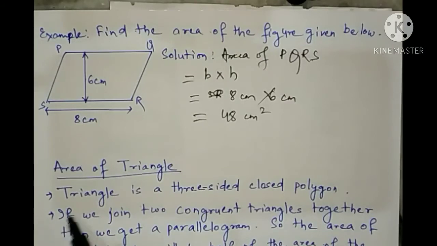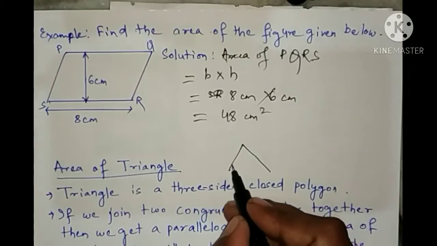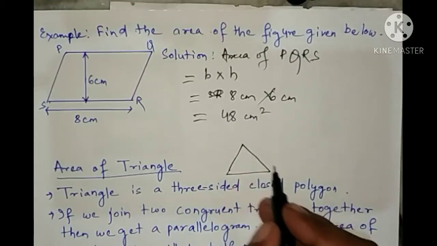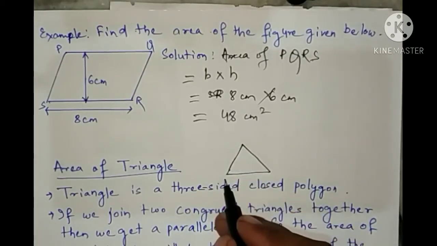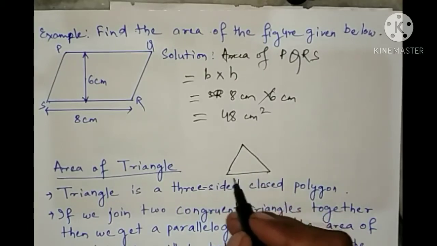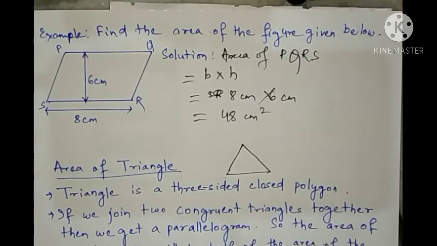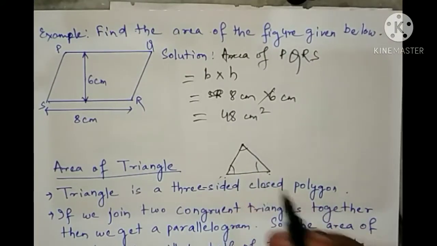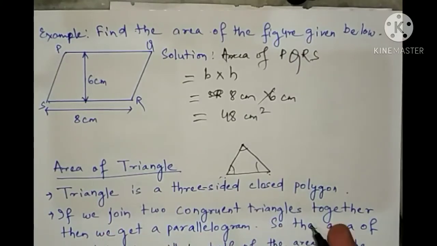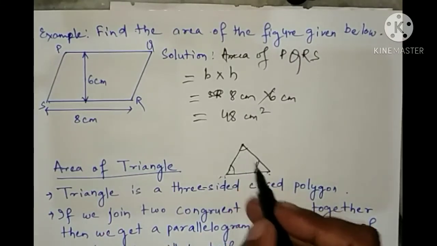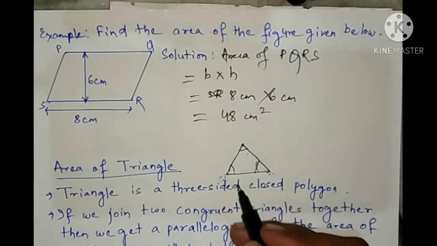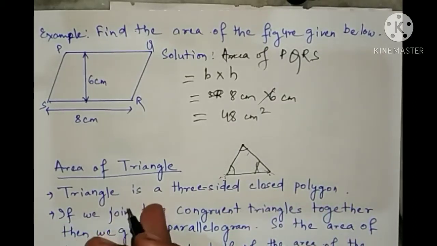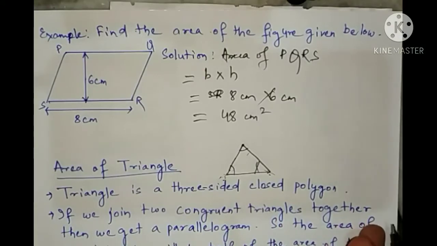What is a triangle? A triangle is a three-sided closed polygon. So a triangle is like this and it is a closed figure. It is an enclosed figure surrounded by having three sides. It has three sides, three vertices, and three angles. You can say a triangle is a closed figure having three sides, three vertices, and three angles. Or you can say a triangle is a three-sided closed polygon.